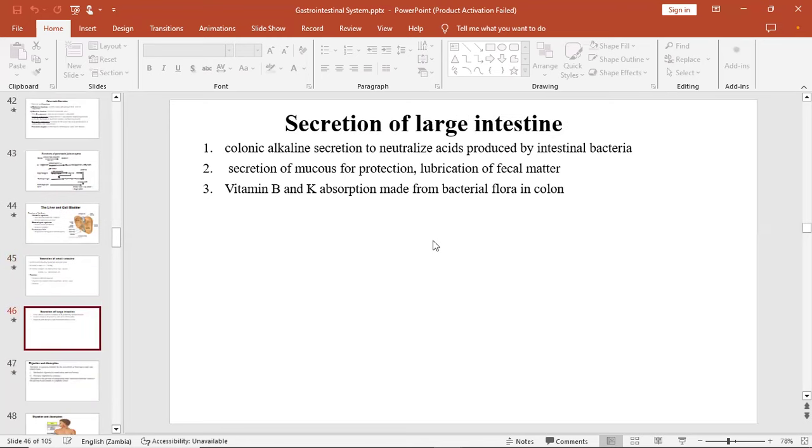Secretion of the large intestine. In the large intestine, as you know, the colon, there's colonic alkaline secretion, which neutralizes acidity produced by intestinal bacteria such as E. coli when they're breaking down things. There's also the secretion of mucus for protection and lubrication of fecal matter, because as the feces move through the large intestine, there can be injury. So some mucus is produced, which causes lubrication. If you have dysentery, you find that the mucus will be coming out. That's what they're basically talking about if you have gone to the toilet for a long time. Then there's vitamin B and K absorption, made by bacterial flora.